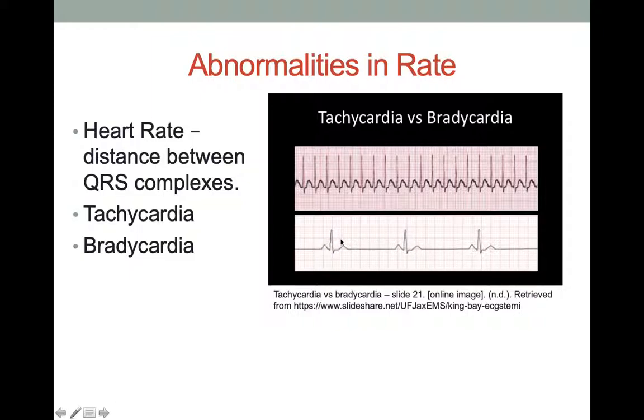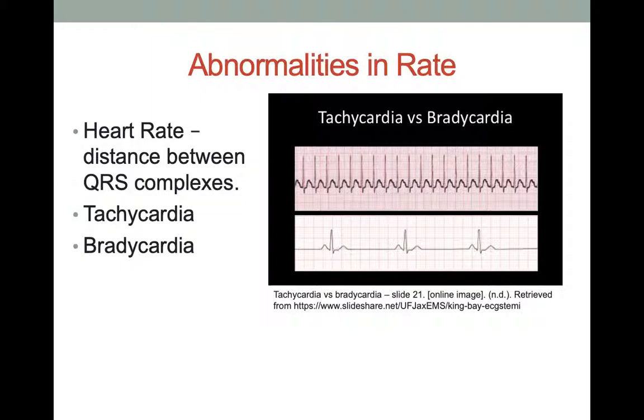So that's 1 heartbeat, and we can multiply it out to figure out how many beats per minute that would be. In this upper image here, you can see the QRS complexes are pretty close together. There's no spacing really between them. This is what we would call tachycardia. So this heart rate is going to be increased. To be classified as tachycardia, we're talking beats over 100 beats per minute.